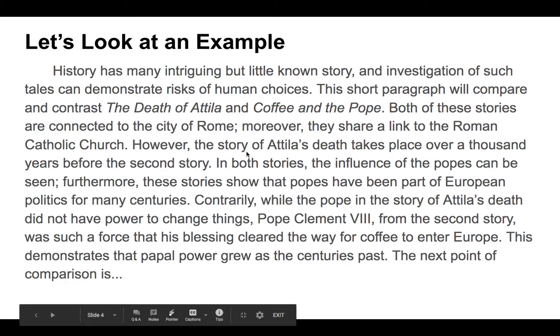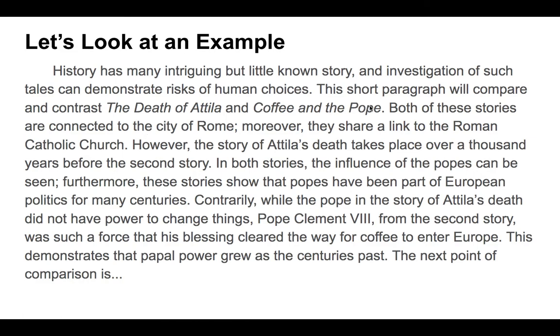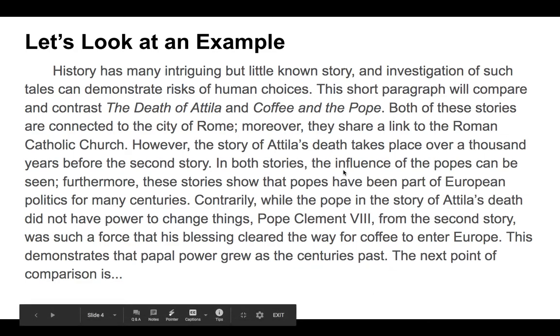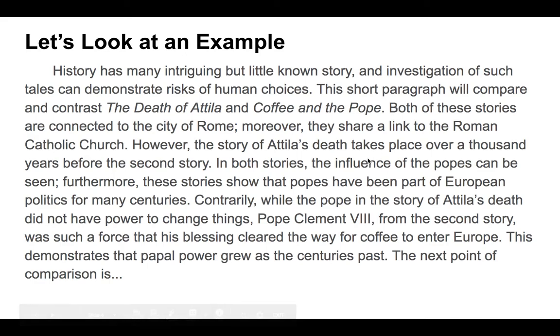So everything from right here, both of these stories, all the way down to grew as centuries passed, would all belong to the development of one example. And I've looked at a similarity and a difference in how the Roman Catholic Church is connected to both of those stories. So I have honored the purpose of my paragraph. You could say that I might need a little bit more explanation of the examples, but that would be something that I could clean up as I move into writing my second draft.